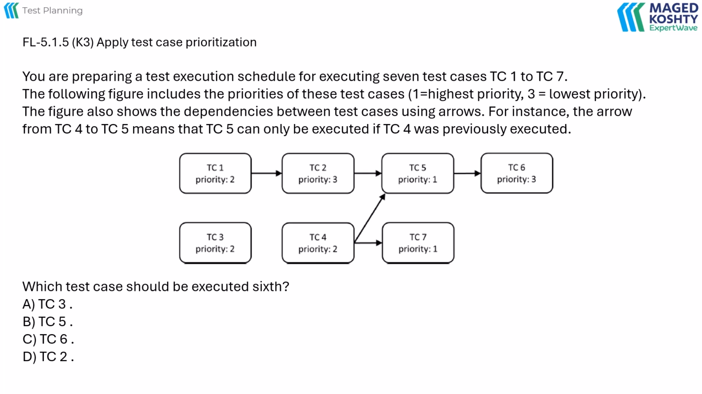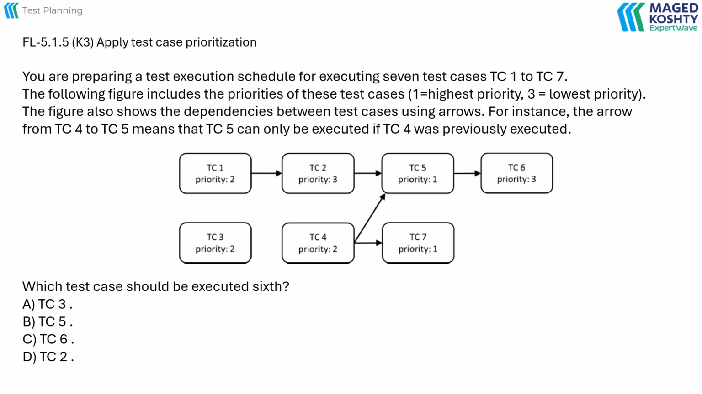Third question. You are preparing a test execution schedule for executing 7 test cases, TC1 to TC7. The following figure includes the priorities of these test cases. 1 equals highest priority, 3 equals lowest priority. The figure also shows the dependencies between test cases using arrows. For instance, the arrow from TC4 to TC5 means that TC5 can only be executed if TC4 was previously executed. Which test case should be executed 6th?